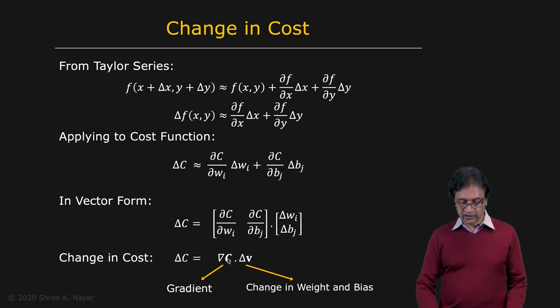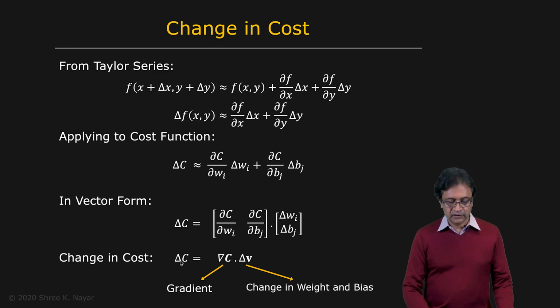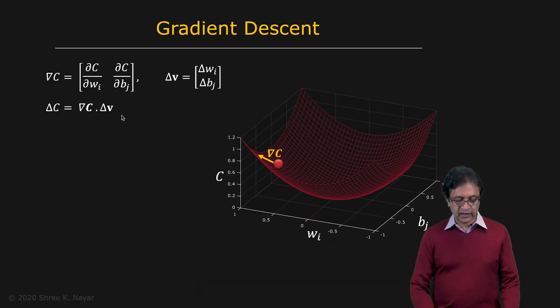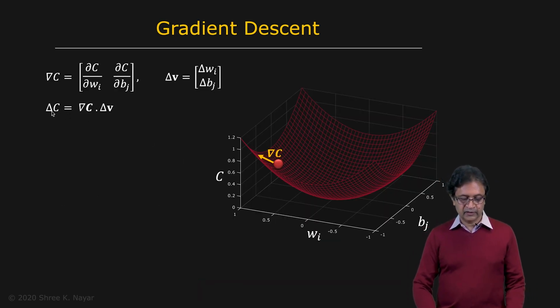This is a gradient operator applied to C. So this is the gradient of C, this vector right here. And you have the change in the variables. We'll call the variable vector v, so the change in variables is delta v. And del C times delta v is equal to the change in the cost right here. So we can take a closer look at that expression. So you have delta C is equal to del C times delta v.